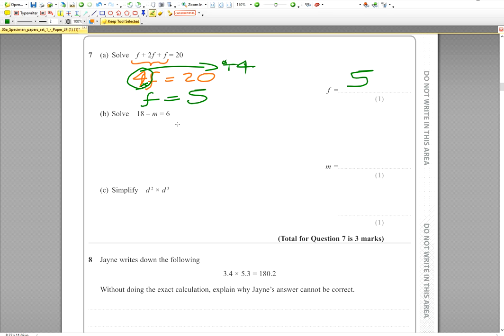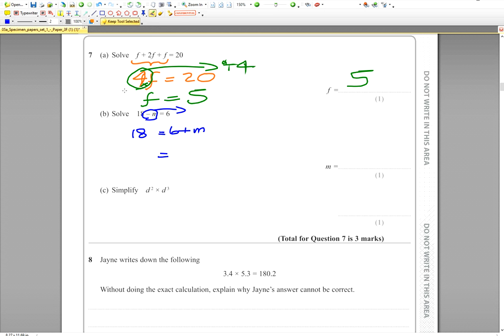Okay, the next question. 18 minus m equals 6. Now, when you want to solve 18 minus m equals 6, what did I say to you before? If the thing that you're trying to solve or rearrange is negative, then what do we do? We make that positive. So let's grab the minus m this time and move it to the other side. So we have 6 add m is equal to 18. This is a way to get rid of the minus.